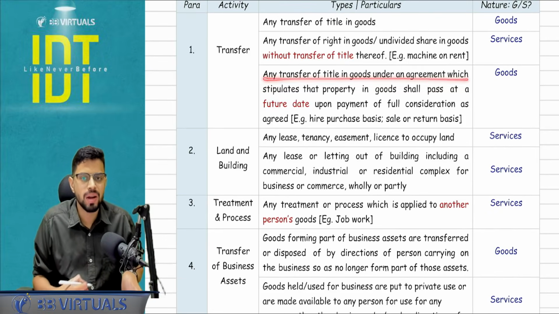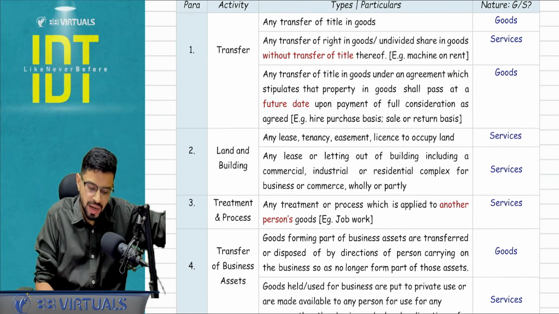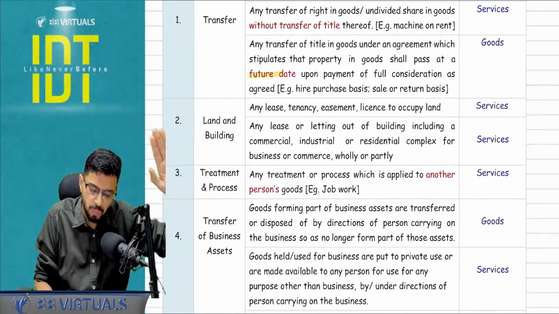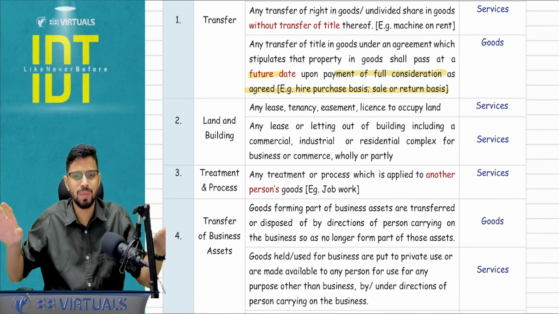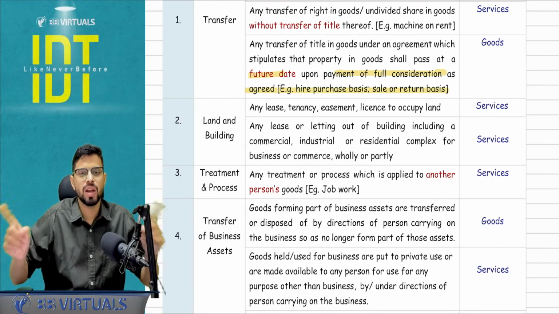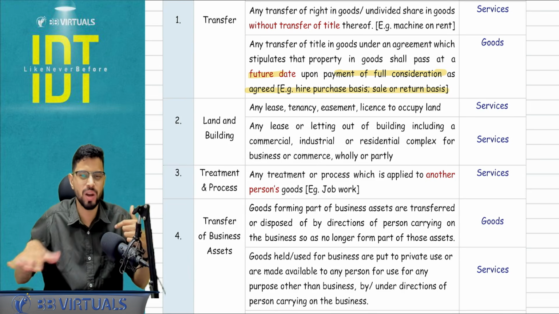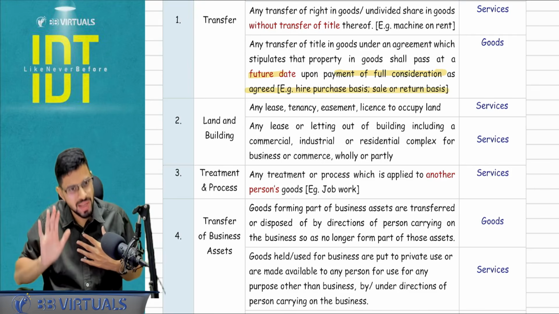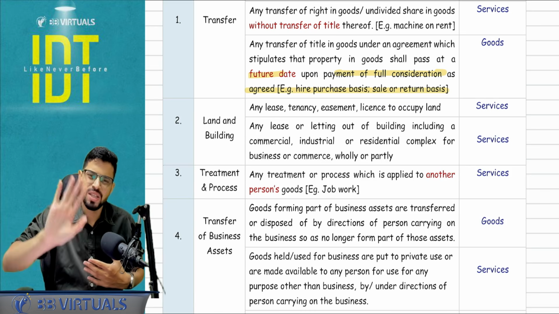Hire purchase agreement means the title will transfer in future. The title will transfer, but at a future date upon payment of full consideration. So GST says that okay, hire purchase, whatever the small agreement that you are doing about the consideration, we don't care. What we focus on is whether title is being transferred or not. So yes, it is being transferred. So if you are transferring the title tomorrow, it's fine.